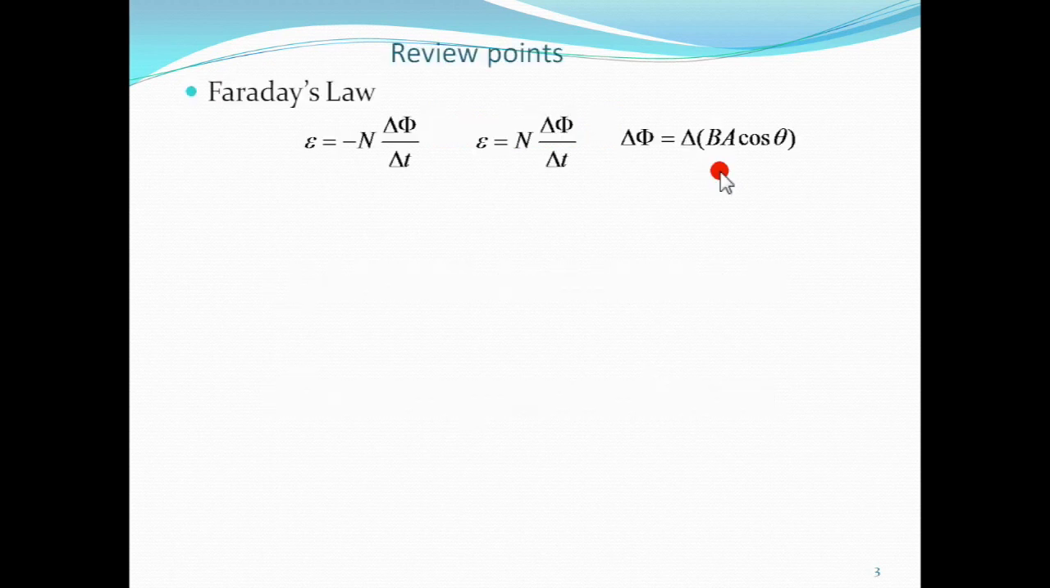Just to remind you of what we have covered in lesson 3, Faraday's experiment can be summarized as induced electromotive force E is equal to minus n times rate of change of flux. This negative sign is for Lenz's law, so for calculation we can omit this and write E is equal to n delta phi over delta t.